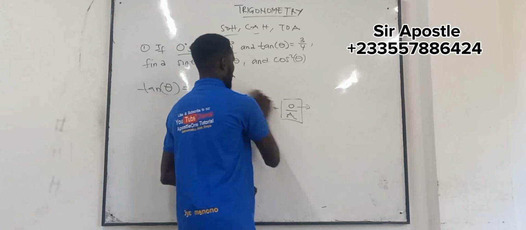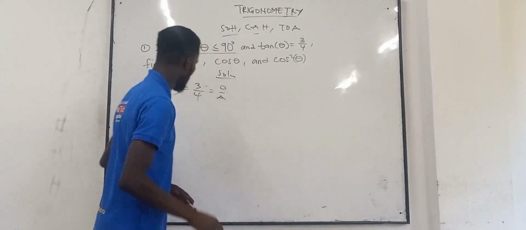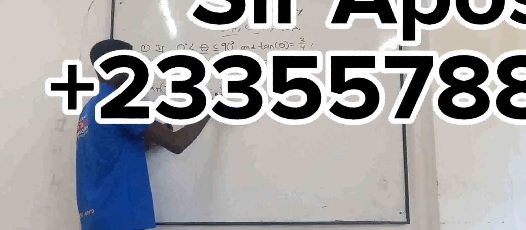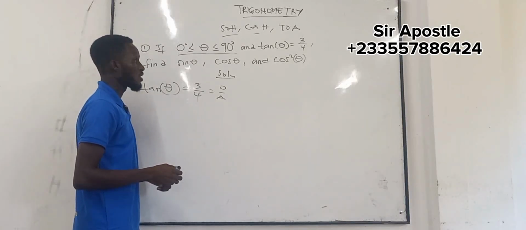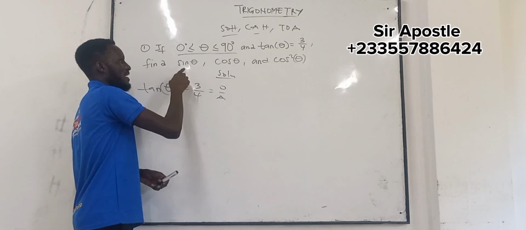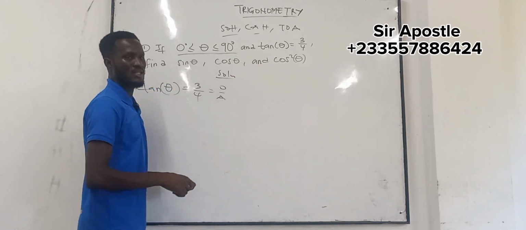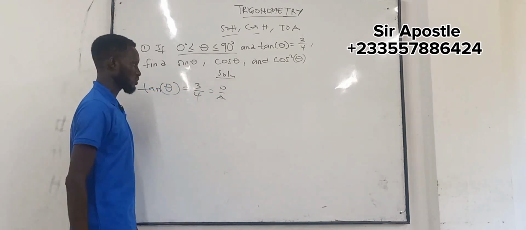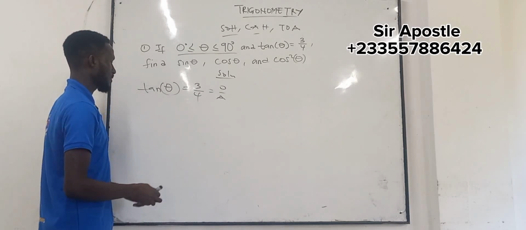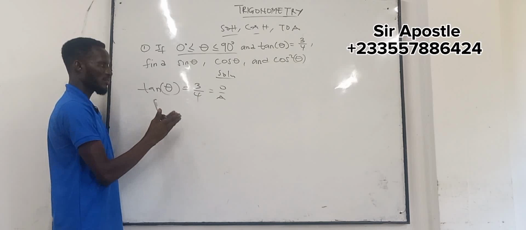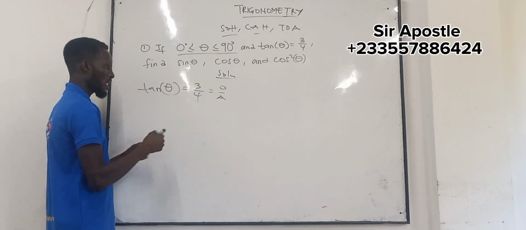Now, so let's see. It means that our opposite is 3 and our adjacent is 4. We are supposed to use this to find sine theta, cos theta, and tan theta, using it to solve for other trig ratios. Now, how are you going to solve? Anytime they give a question, try to draw a right-angled triangle.